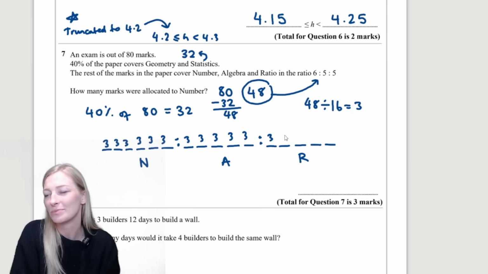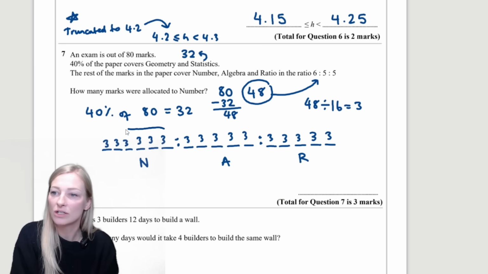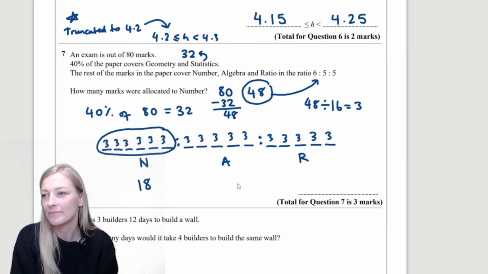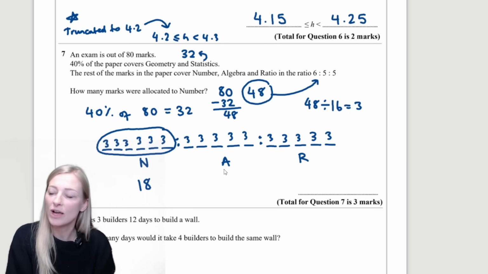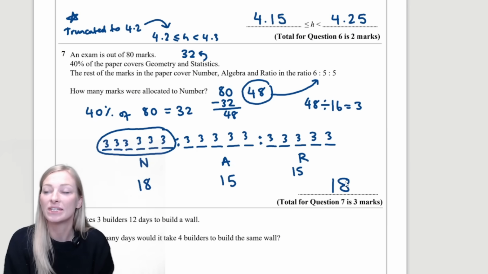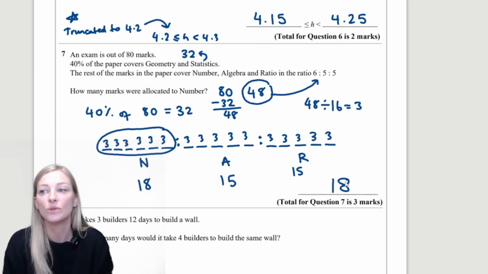I should have picked a smaller number, shouldn't I? So the number of marks for number is 6 lots of 3, so 18. The number of marks for algebra is 5 lots of 3, so 15. And then for ratio, also 15. So 18 marks was our answer there. That was the number of marks allocated to number.